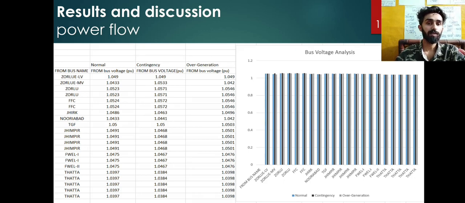In that, we have applied N-1: we have noted the normal, N-1 contingency, and over generation data. As you can see in the Zorlu, there is Zorlu MV with a slightly lower difference from the incoming voltage, and these are in per unit. You can see the Zorlu MV is slightly deviated, otherwise the system is working properly.